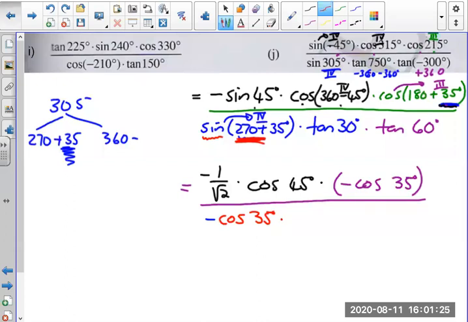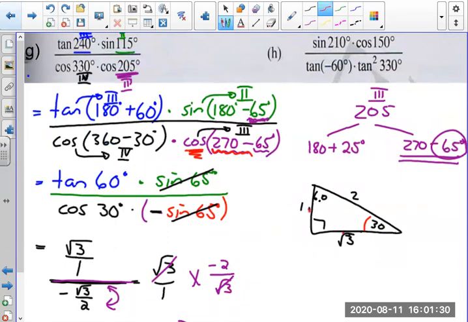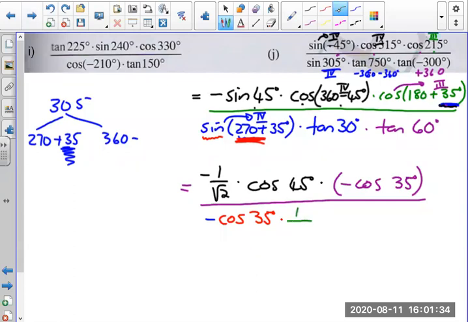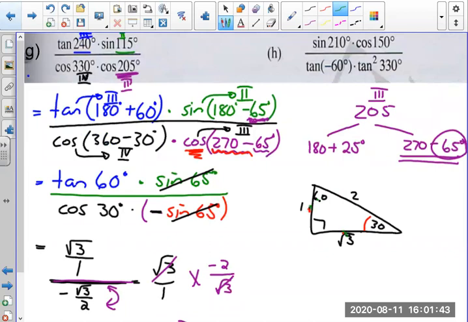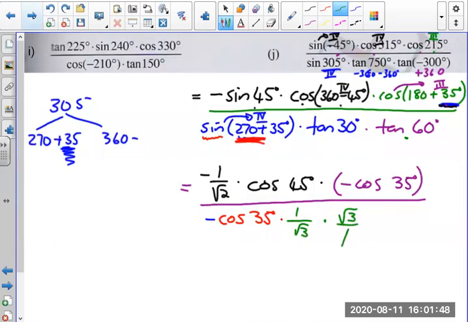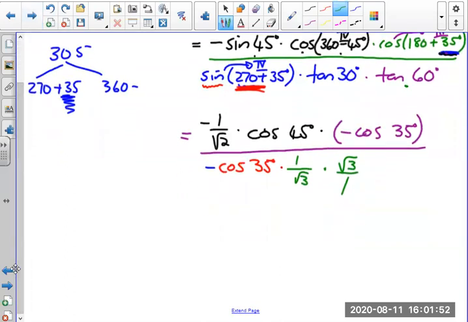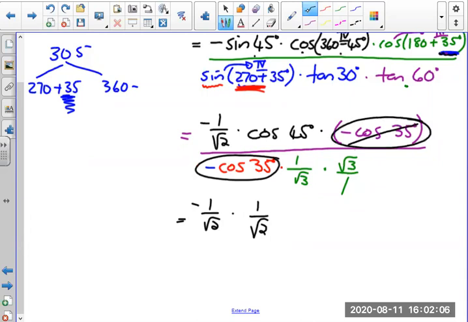Tan 30 from your previous sketch, tan is opposite over adjacent. So that is 1 over square root of 3. And then tan of 60, opposite over adjacent will give me square root of 3 over 1. If I simplify, I get 1 over square root of 2, but it's a minus. Cos 45 is another 1 over square root of 2. Can you see what happens here? Minus cos 35, minus cos 35. They cancel because I only have pluses and minuses. So where you have angles that are not special angles, they will just cancel. And if I go to the denominator now, can you see those two cancel? And I have a 1 there. So minus 1 over square root of 2 times 1 over square root of 2 will give me minus 1 over 2.